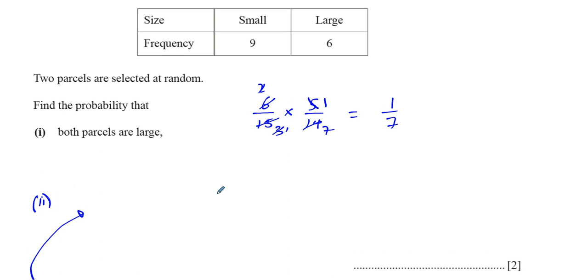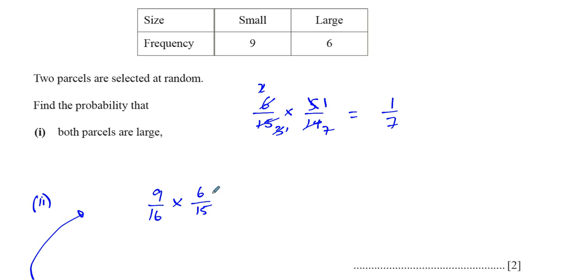Now, what most people do is this. They say, okay, one is small, so that's 9 over 16. And one is large, so we're going to have 15 parcels, and there's still 6 large parcels, and they'll say 6 over 15, and they will give this as the answer, and that will be it. And that's what you did, right? One is small and one is large, right? Okay, one is small and one is large.